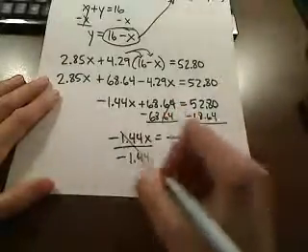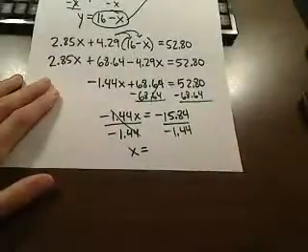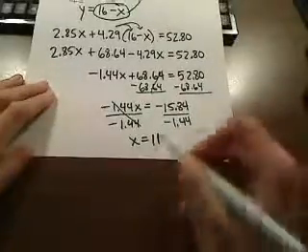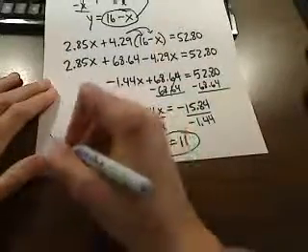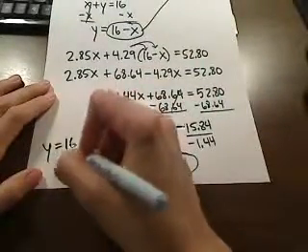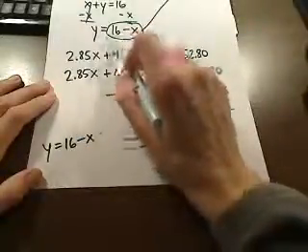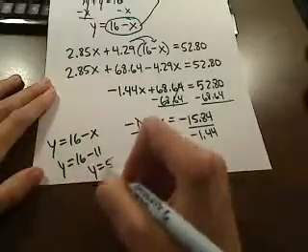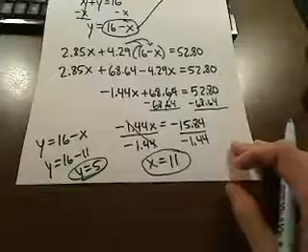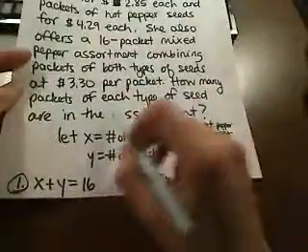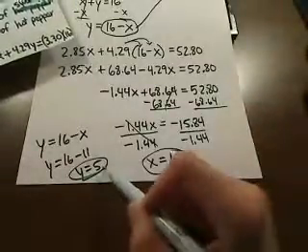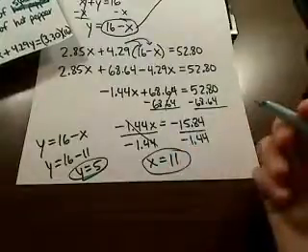Now this should end up being a whole number because we're selling numbers of packets here. You can't have a portion of a packet being sold. So if it isn't a whole number, then we've made a mistake. But it is a whole number here. We get x is equal to 11. And to find the number of the other packets, I'm just going to plug right back into this equation right here. We'll get y is equal to 5. So to answer the question, how many packets of each type of seed are there in the assortment? There are 11 packets of the sweet peppers and 5 packets of the hot peppers. And that would be it in this problem.